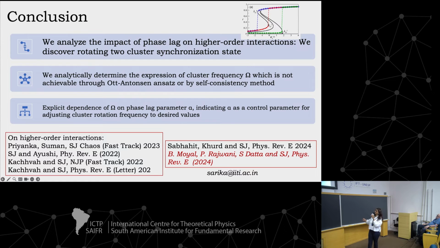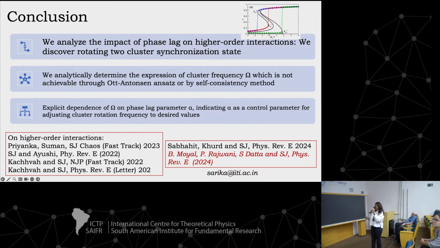So now this is the conclusion only for this part, because I have a few slides to show what happens when we have pairwise interaction, because right now there's no pairwise interaction. So we analytically solve this impact of phase lag and explicit dependence of omega on the phase lag parameter. So that shows that alpha can be used.